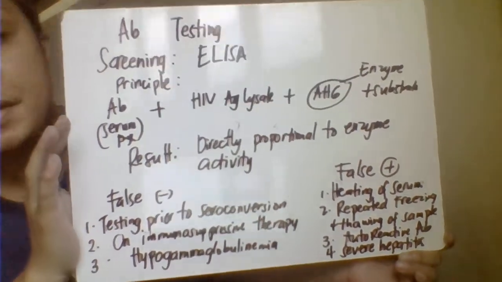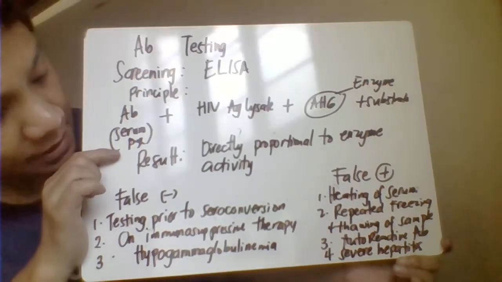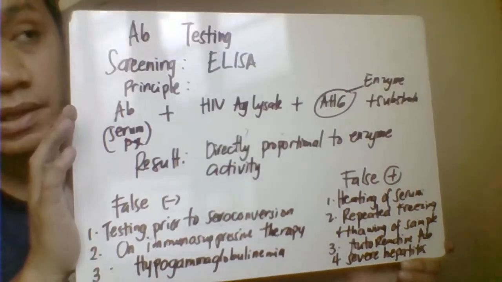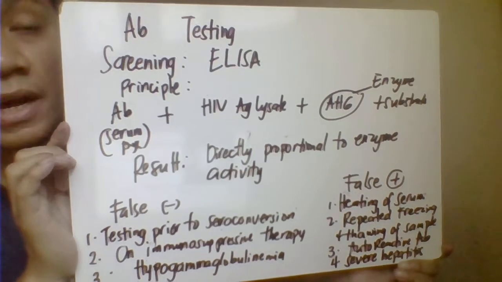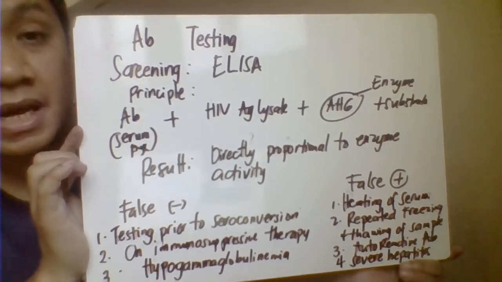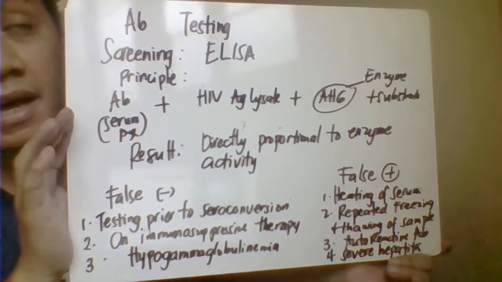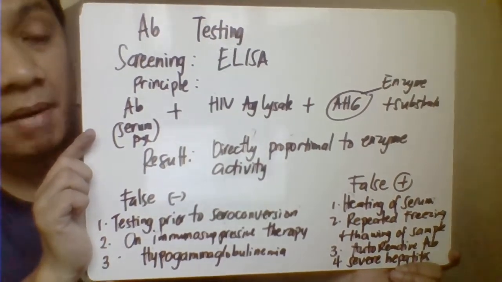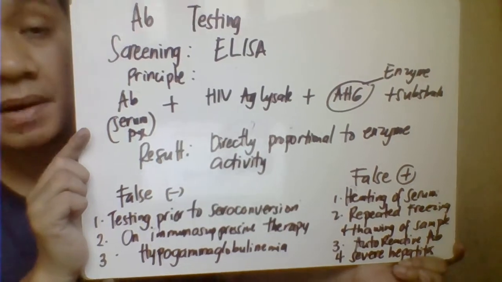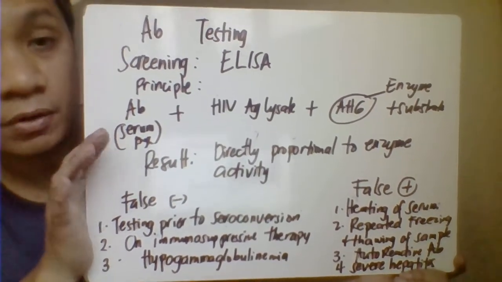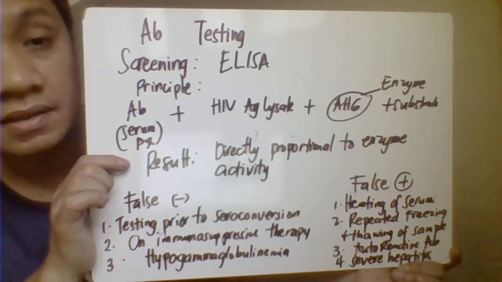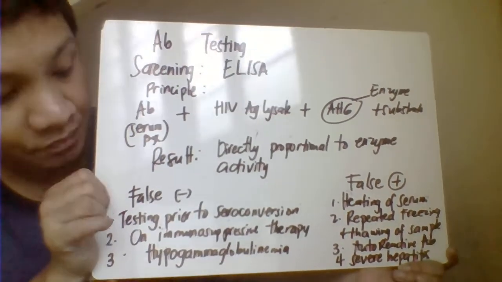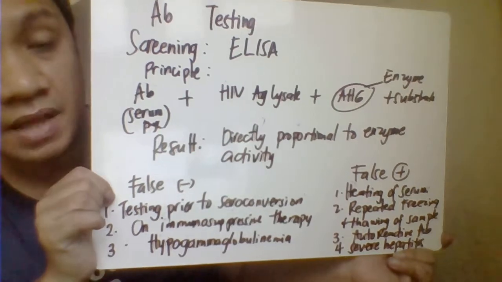Okay, for the procedure, since we're detecting the antibody in the patient sample, we need an antigen as the reagent, which is your HIV antigen lysate. Then we add anti-human globulin labeled with an enzyme substrate. That's why it's called an enzyme immunoassay. Then you measure the activity of your enzyme labels. It will only bind if there is an antigen-antibody complex, which means the patient is positive for antibody to HIV-1 or 2. Then you measure the activity of your enzymes, and that's directly proportional. That means if the enzyme activity is high, the patient is positive. Then we have the false positives and false negatives.